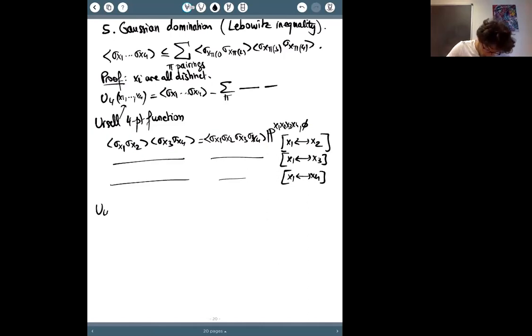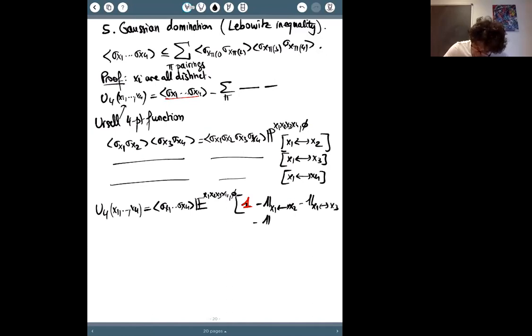But now, when I go back to U4, I end up with ⟨σx1 σx2 σx3 σx4⟩ times the expectation for the measure with sources x1, x2, x3, x4 and empty set of, well, one for the first term. The first product is going to be the indicator function of x1 connected to x2, the second the indicator of x1 connected to x3, and the third the indicator of x1 connected to x4. Maybe you think I'm going a little bit fast, but you can trust me that if you sit and go through it slowly, you are going to end up at the same place. I'm not hiding something very big under the carpet.